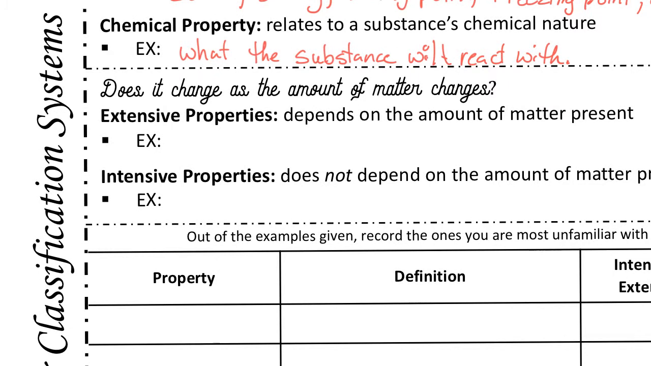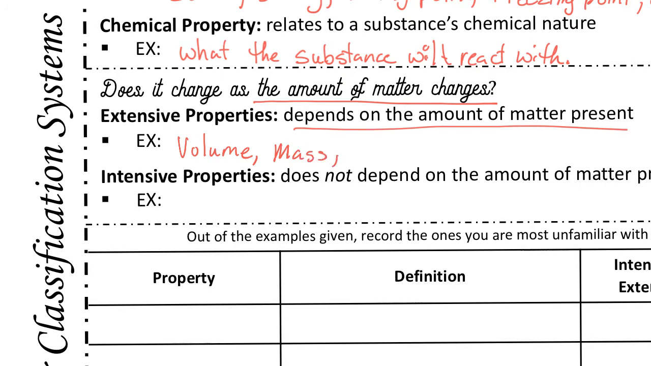Now, the next thing is, does a substance change as the amount of matter changes? An extensive property depends on the amount of matter present. Usually these are things we're going to measure, like volume, or mass, length, width, and so on. All of these things depend on the amount of matter that's present.